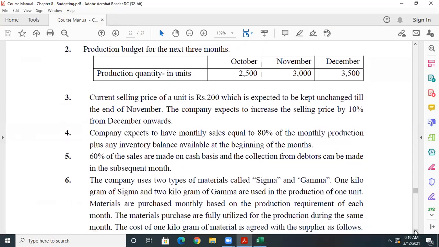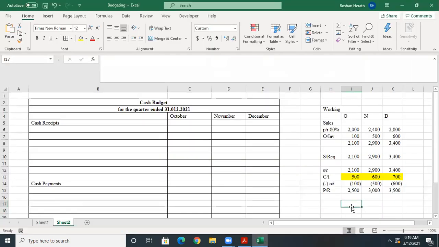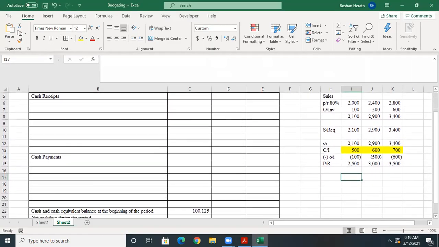Then when it comes to the sales, it says that 60% of the sales are made on cash basis. And the collection from debtors can be made in the subsequent month. Right. So 60% is sold for cash, and the rest we sell on credit. But the credit sales have to be collected the next month. Okay, good. So then you can get the sales value.